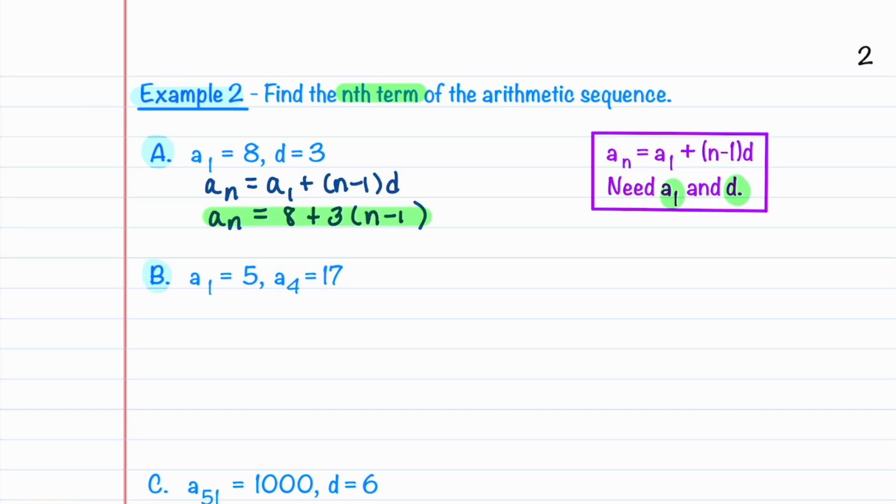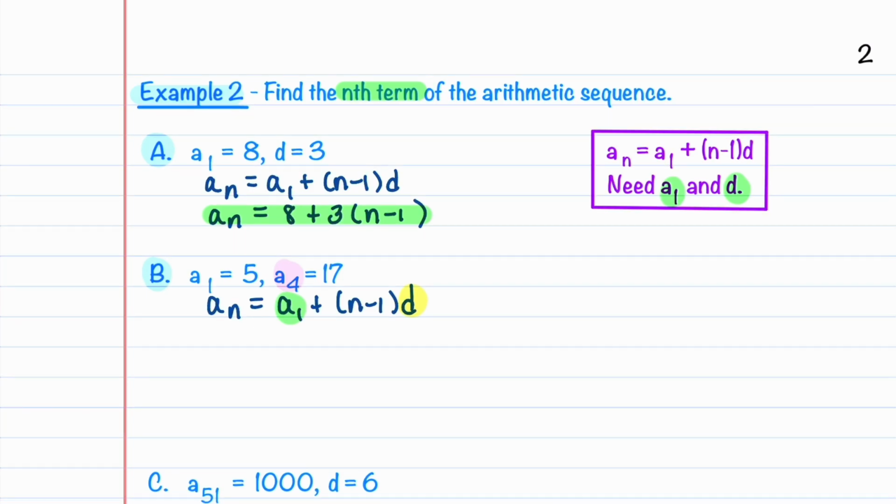Let's now look at part B. This one's a little bit harder. We are given A1 and A4. Let's start by writing down our formula. A sub n is equal to A1 plus n minus 1 times D. We have A1, but we don't have D. However, we are given A4. So what we can do is use A4 to find D.